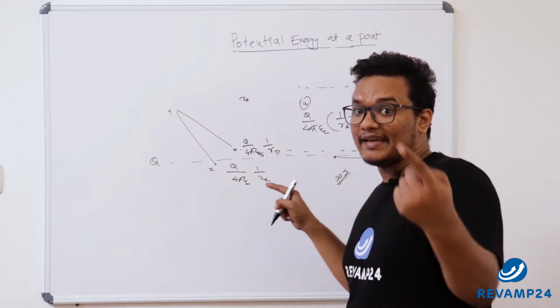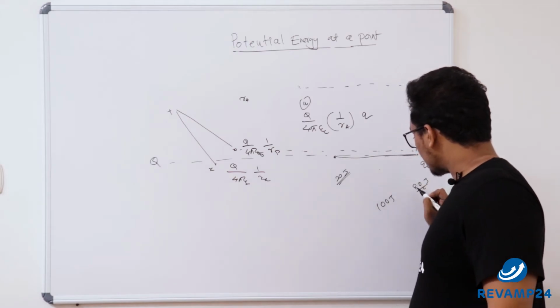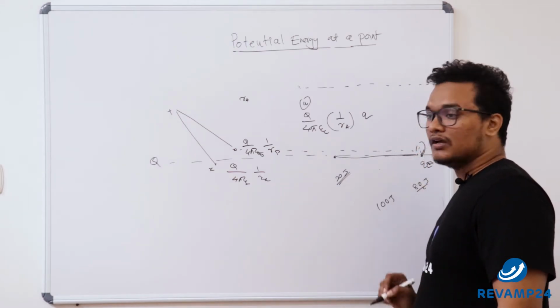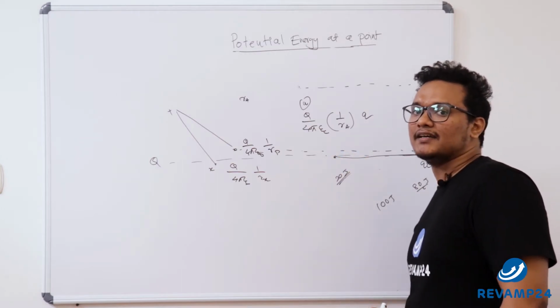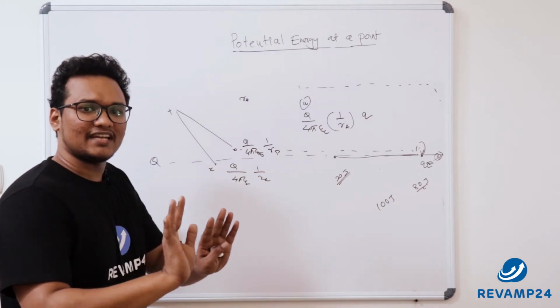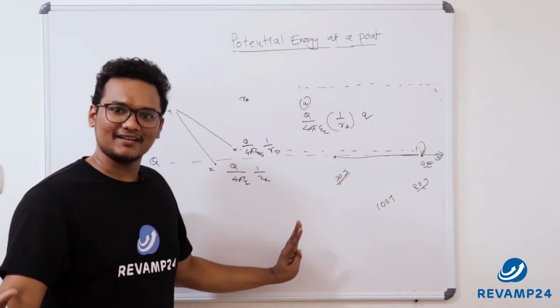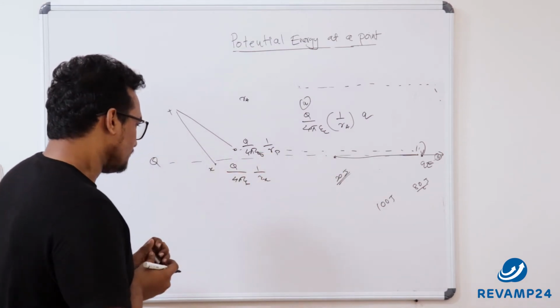We have learned energy conservation. Energy can neither be created nor be destroyed. Now the 20 joules from the 100 in my hand have been stored as the potential energy in that charge. Clear? Now simply, potential energy is nothing but work done. Clear? Work done will be converted into potential energy.